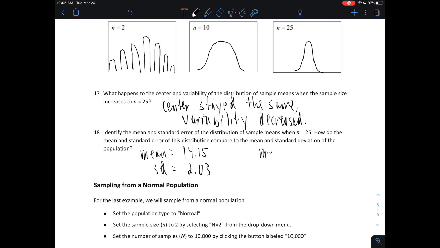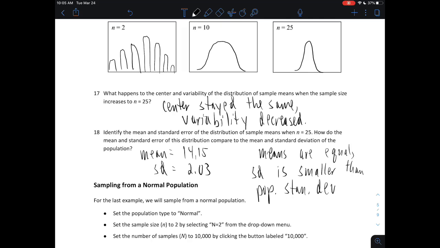And the means are the same or equal. And the standard deviation is smaller than the population standard deviation.